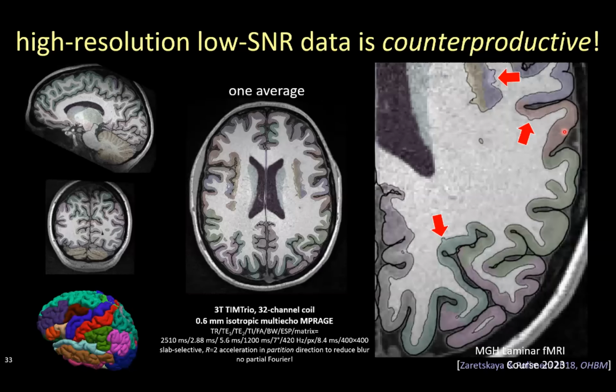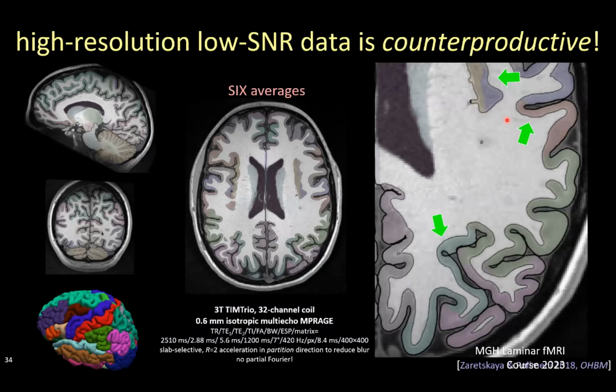Here they averaged 6 images and suddenly it looks really nice and smooth. But think about whether you can get away with higher resolution, then you don't have to worry about SNR so much. Yeah, I think that's what I want to talk about for structural imaging.